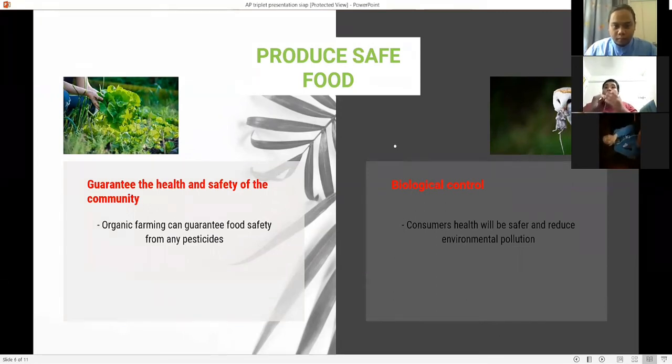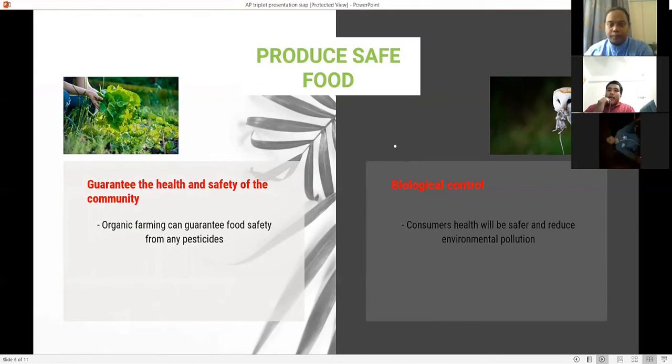What is this? Products from organic farming will guarantee the health and safety of the community. This is because nutrition containing chemicals, which are pesticides, greatly affects the health of the body. These chemicals can cause a number of diseases such as cancer and depression. So, organic farming can guarantee food safety from any pesticide.